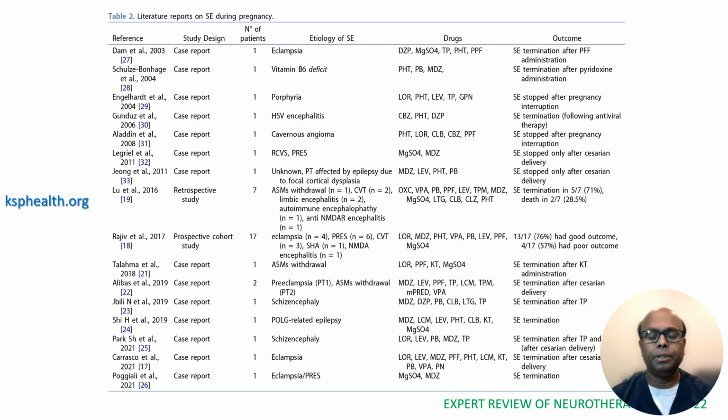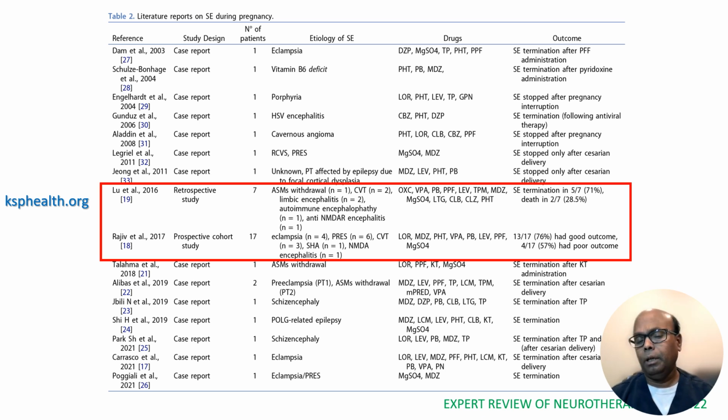There are multiple studies published on status epilepticus during pregnancy. Most of them are case reports except two. One is a retrospective study, another is a prospective study that was done in 2016 and 2017. What is alarming is that in the retrospective study, almost 30% of the pregnant women died. And in the prospective study, almost 27% had a poor neurologic outcome.